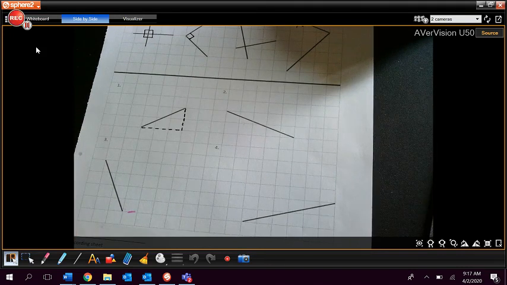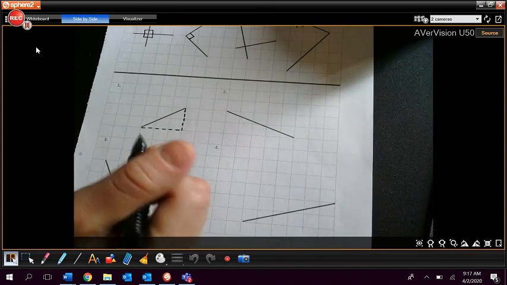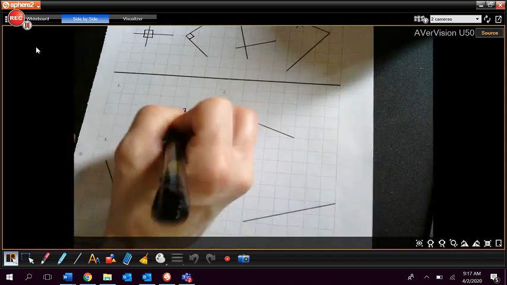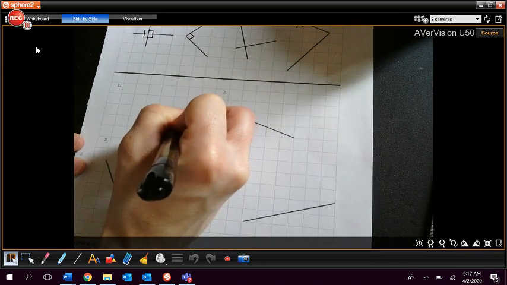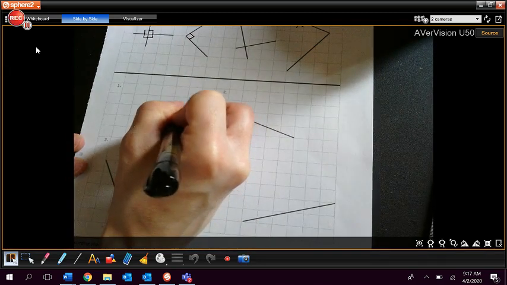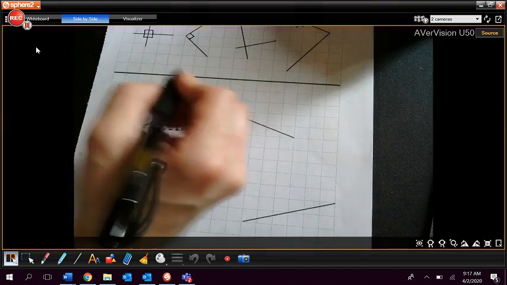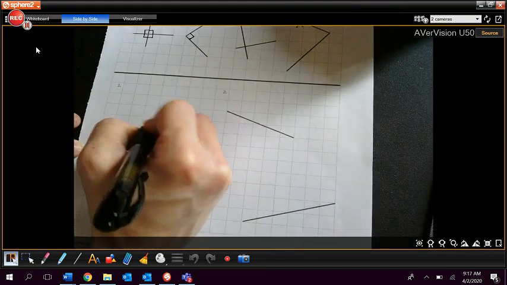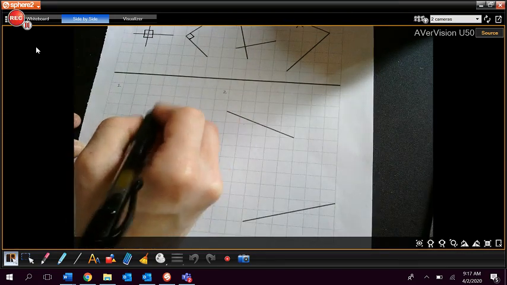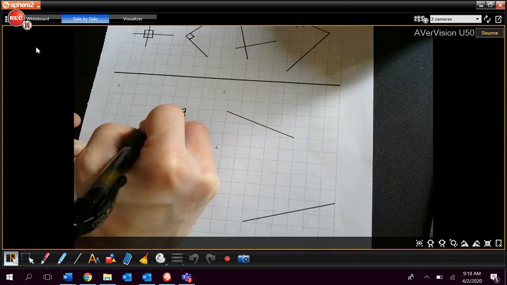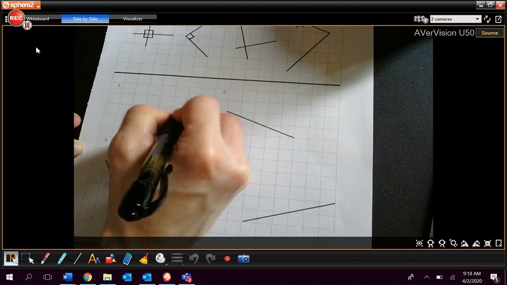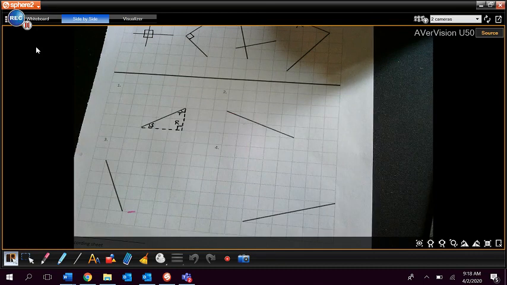So now that we did that, I want us to label the vertex of the right angle R. Go ahead and label that. And then we're going to label our acute angles right here. This one on the bottom is going to be S. And this one right here is going to be T. Go ahead and do that on your work.